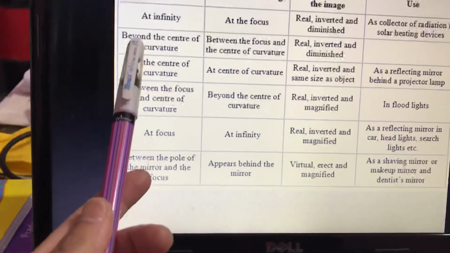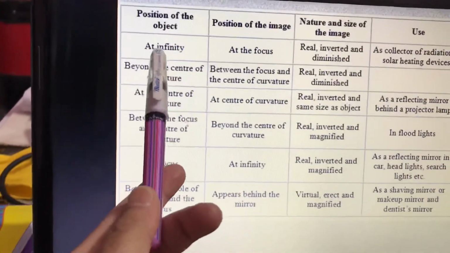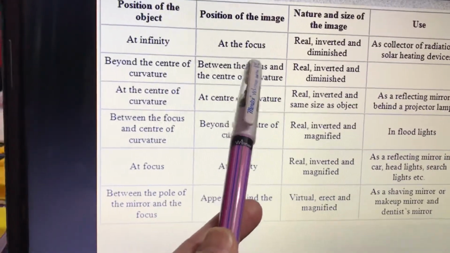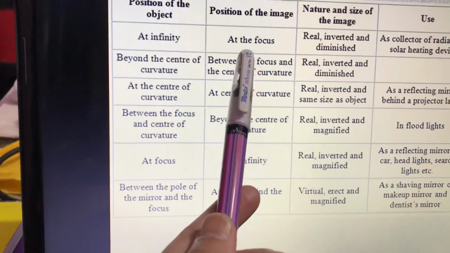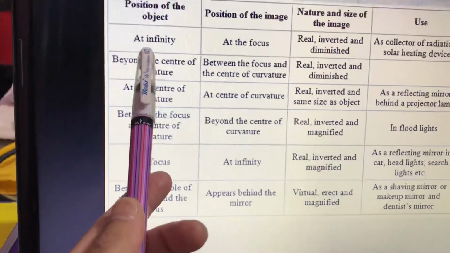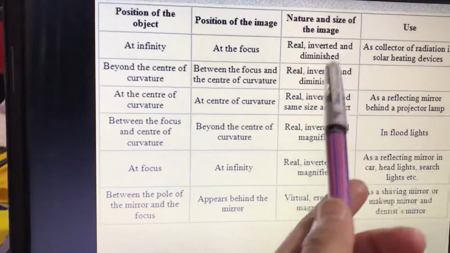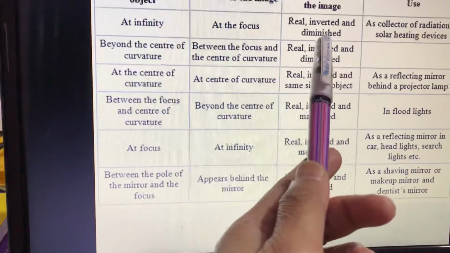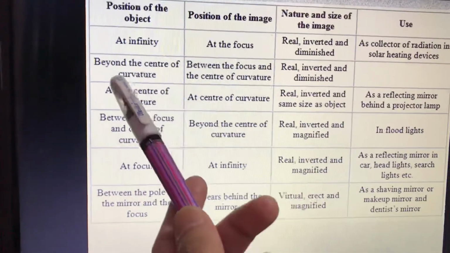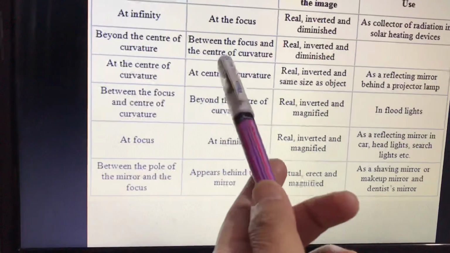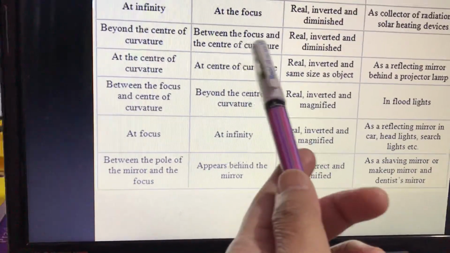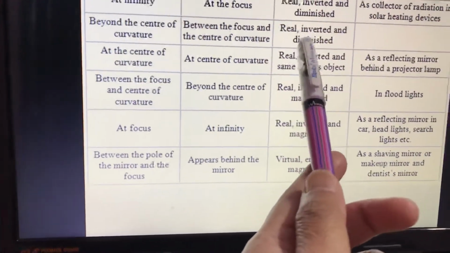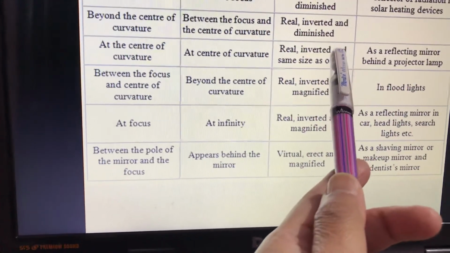Now here, if the object is placed at infinity, the image formed will be at the focus. If the object is placed at a large distance, then you cannot see the image properly. The image would be real, inverted and diminished, of very small size. And then beyond the center of curvature, the image formed will be between F and C, focus and center of curvature. It would be real, inverted and diminished.